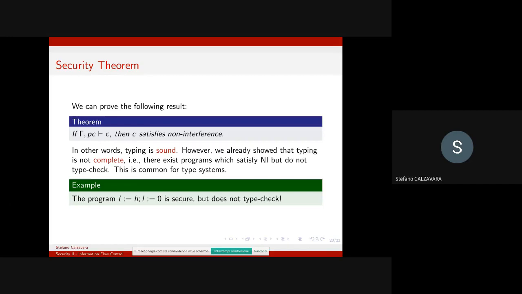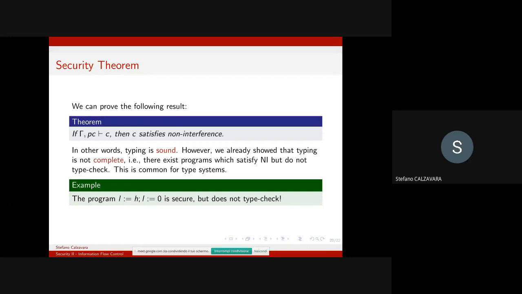I want to show you that this type system can be proved correct. In particular, we can show that if we're able to type check the command C, then the command C satisfies non-interference. In other words, the type system is sound. So if we accept a program according to the type system, it is secure. However, as with most type systems, the type system is not complete. So we have programs which satisfy non-interference but are rejected by our type system. We have already mentioned an example, where you first put H inside L, but then you overwrite the content of the variable L with 0, which is a program which is secure, but this program does not type check.